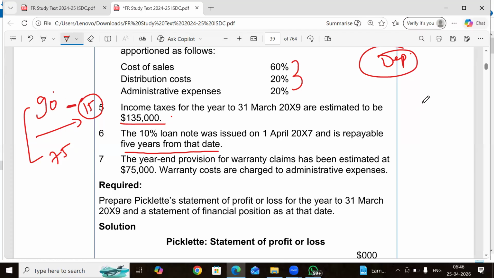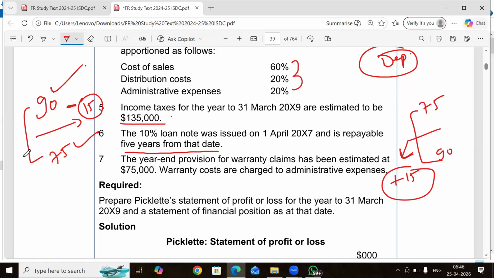See what happens. Let's say, for example, the provision was 75 and now they want it to be 90. They want to increase the provision. So increase in provision is increase in liability, and you have to add 15 to the expenses because it increases the expenditure. But when the provision is decreasing, they had a higher provision and now they want it to be only 75.